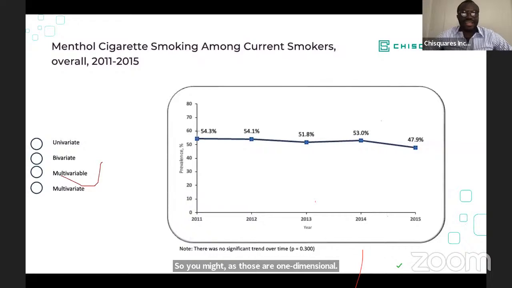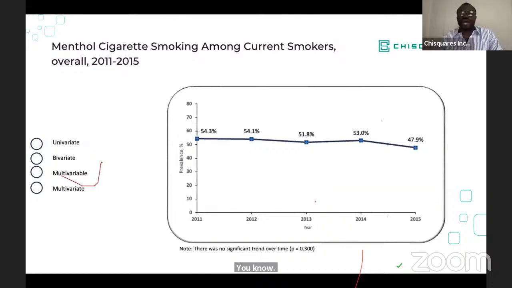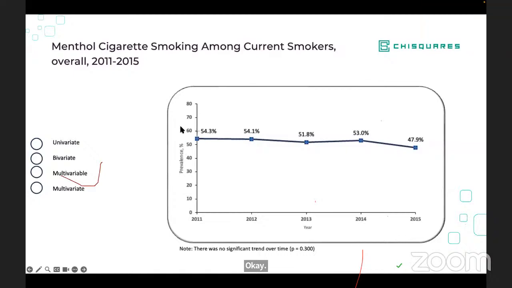All right, moving on. Is this looking at trends in menthol cigarette smoking over time? Is this univariate, bivariate, multivariable, or multivariate? Univariate. Okay. What do you have on the x-axis? It's bivariate because there's an aspect of time. What do you have on the y-axis? Prevalence. Prevalence of what?